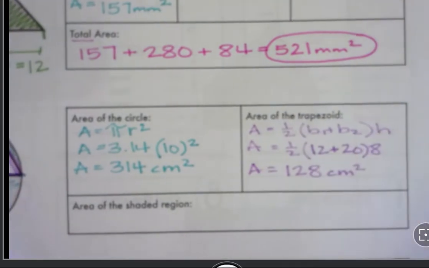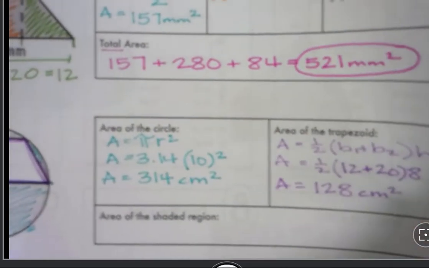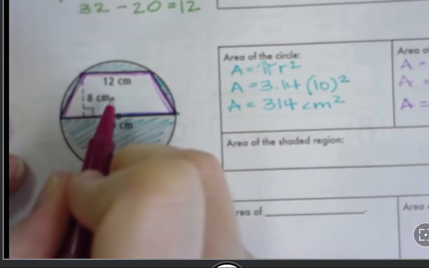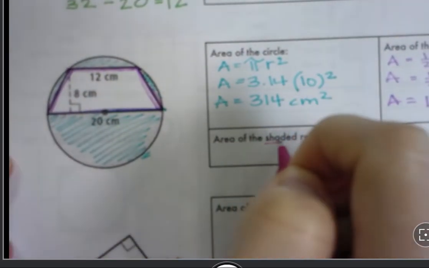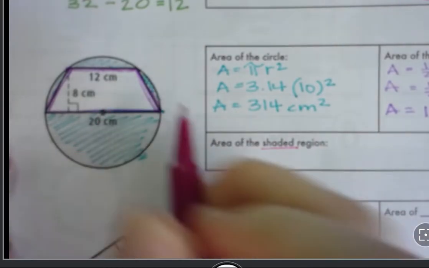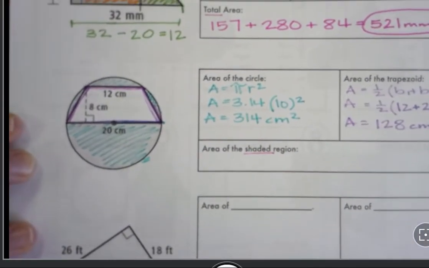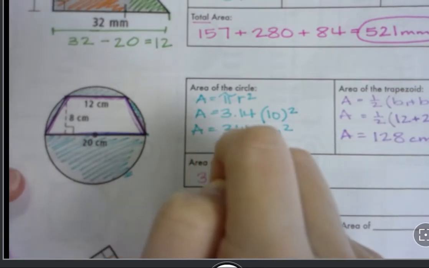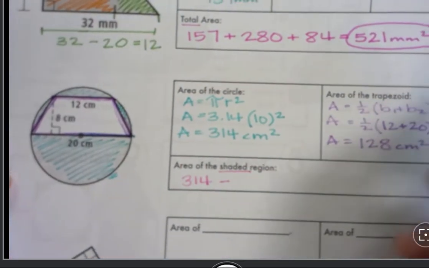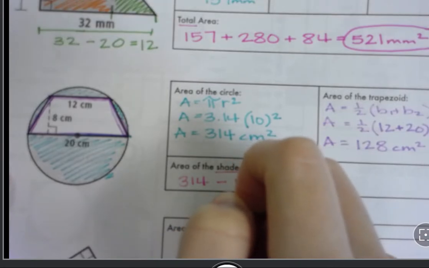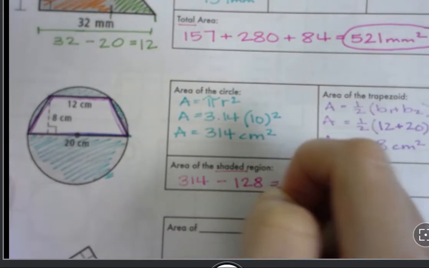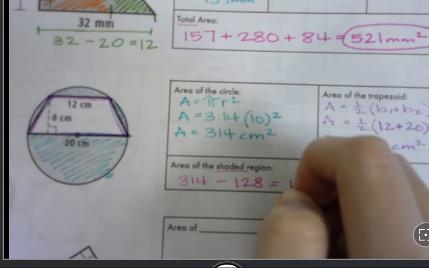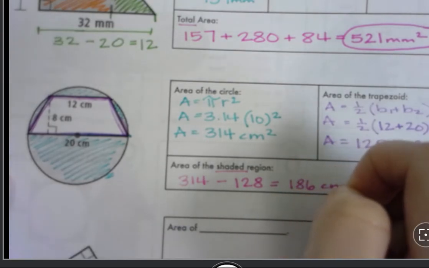Now I'm going to go ahead and not add those, and I'm not going to add them because I want the area of the shaded region and the trapezoid is not shaded. So I'm going to take my circle, which is 314, and I'm going to subtract my trapezoid, which is 128. When I do that, I get 186 centimeters squared.